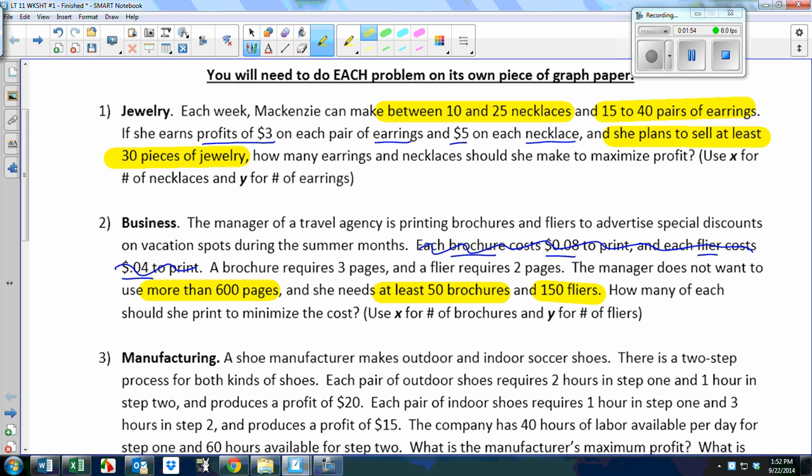Now here's what's tricky. Some people read the sentence above it that says a brochure requires 3 pages and a flyer requires 2 pages and think that those are phrases that limit. But that's information that's going to apply towards the 600 pages. It's kind of hard to distinguish between the two, but the phrase no more than 600 is clearly a limit, right? The 3 pages and 2 pages are information that we're going to use about the 600.